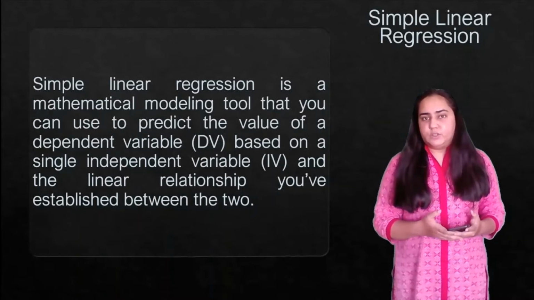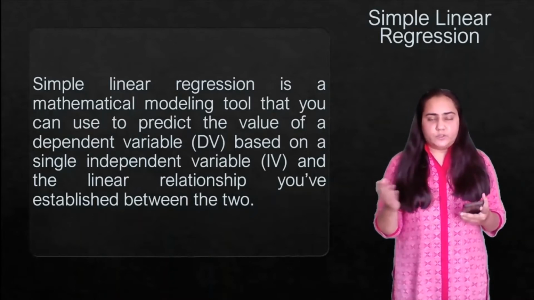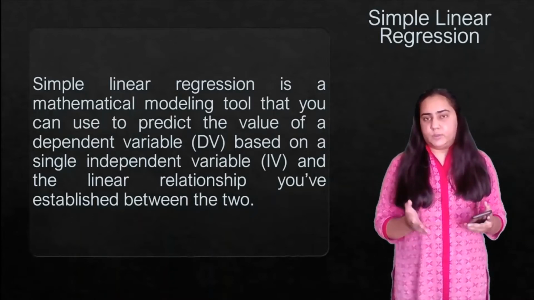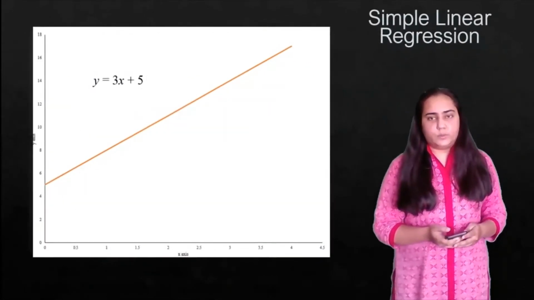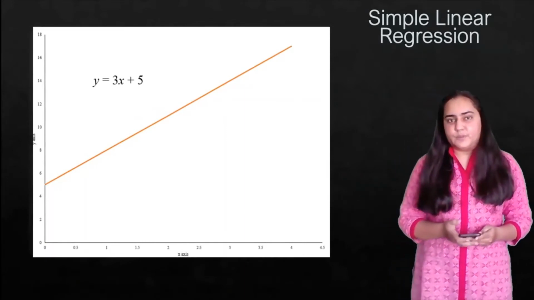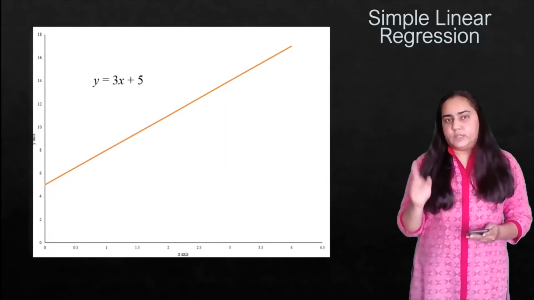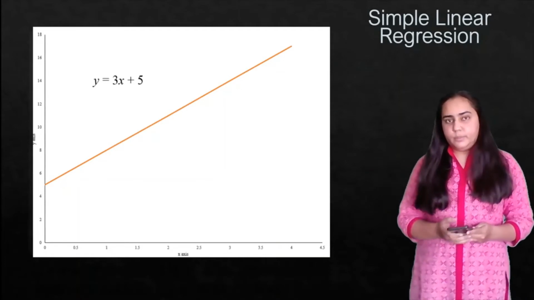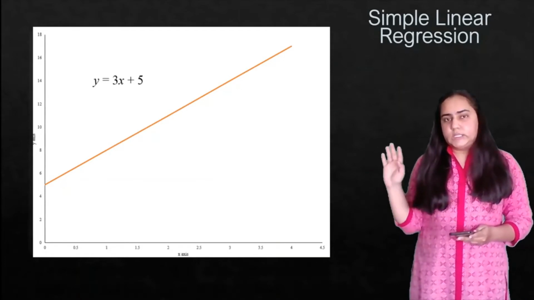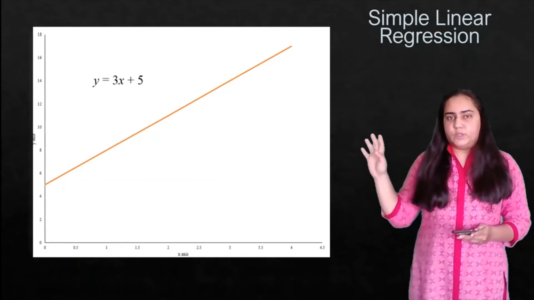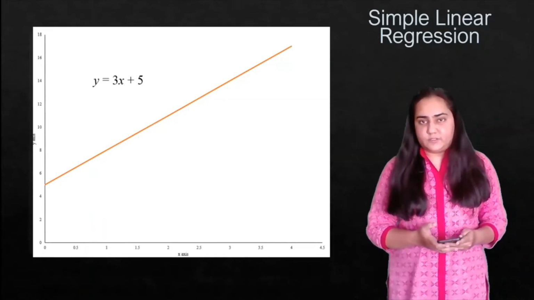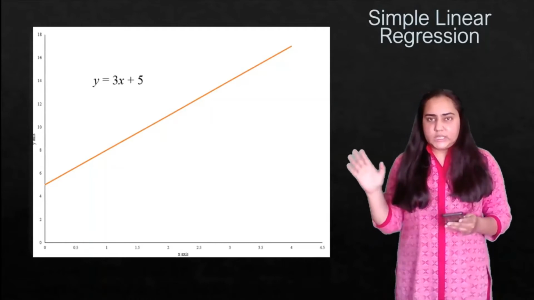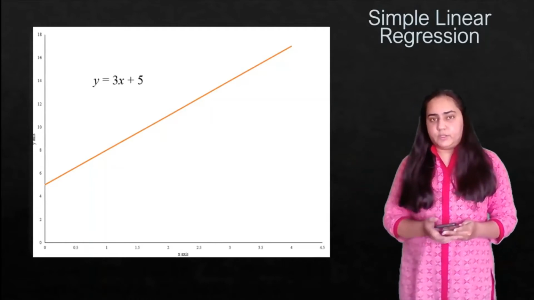So a linear relationship would basically look like a straight line on the graph. That's what a linear relationship is. You'll see some examples. Right here is one of the examples, and you can see that there's a line that goes straight up, and this line is associated with the equation given right up there, which is y is equal to 3x plus 5. So this is a simple linear regression.